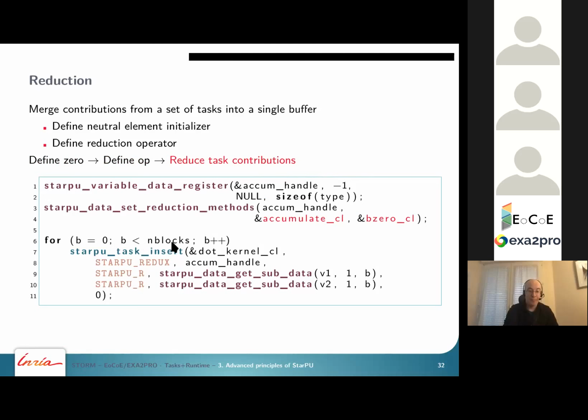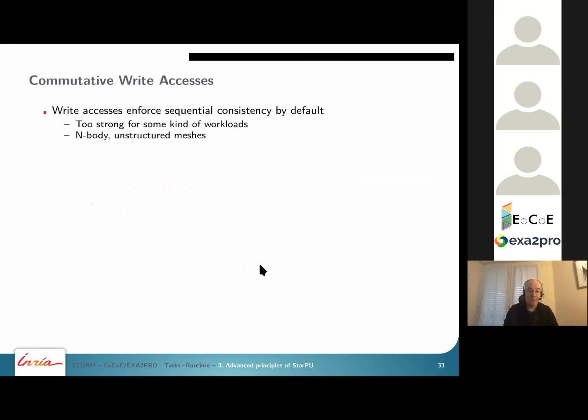You tell for each block of the vector the operation. So we read two pieces of vector, of two vectors. And then we accumulate the results into what looks like a single data, but actually what StarPU will do behind is allocate a buffer for each CPU so that each CPU can accumulate its own contributions. And it's only at the end, once all the tasks are finished, that StarPU will reduce the values into just one single buffer. Okay, so that was for the reduction.